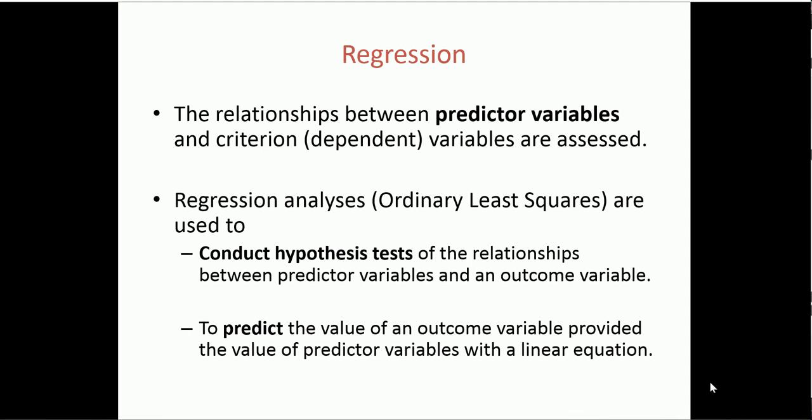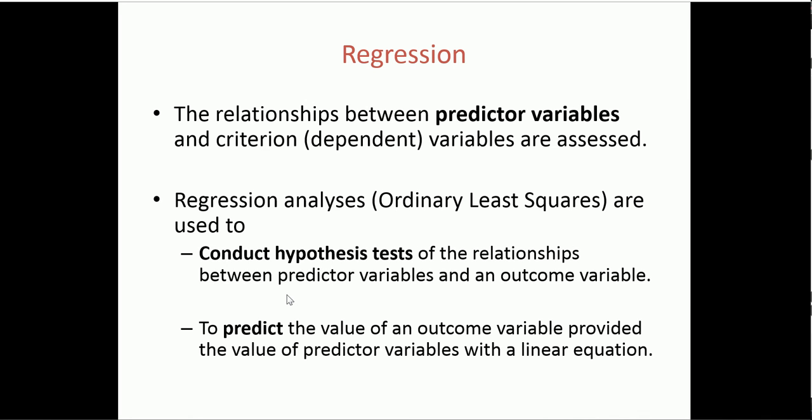So the type of regression we're going to just briefly touch upon today is called ordinary least squares regression. There are many different types of regression, but probably the most common type is an ordinary least squares multiple regression analysis. So we'll be talking a little bit more about what that is in the near future.